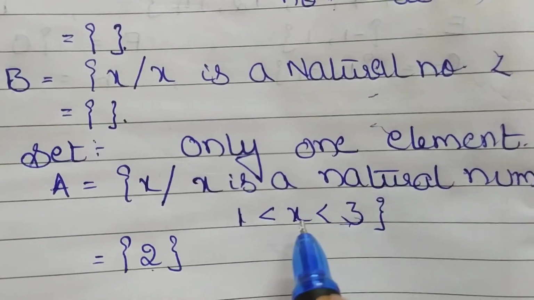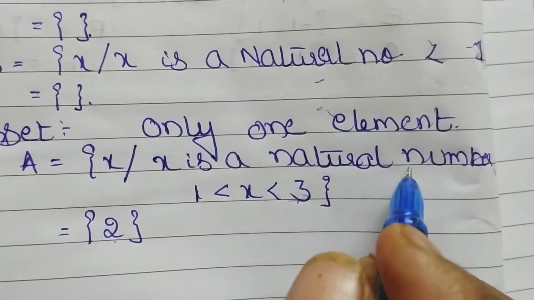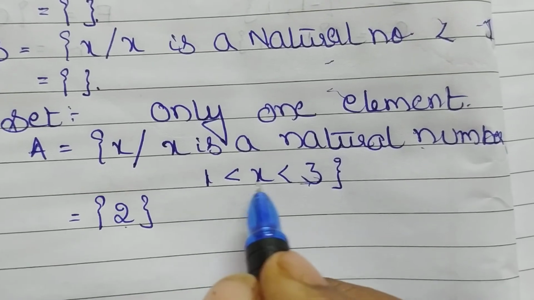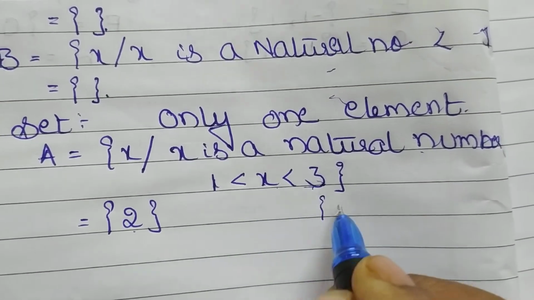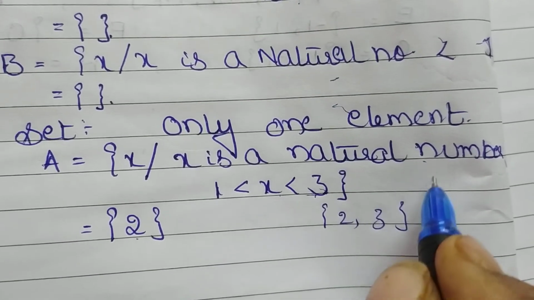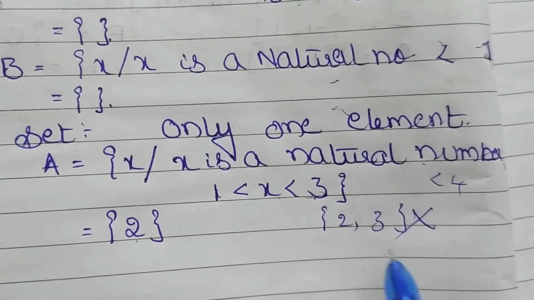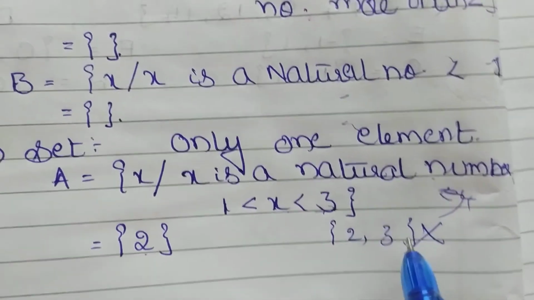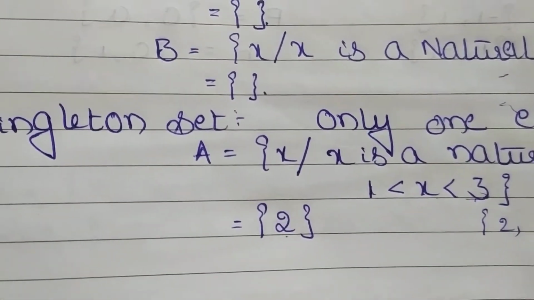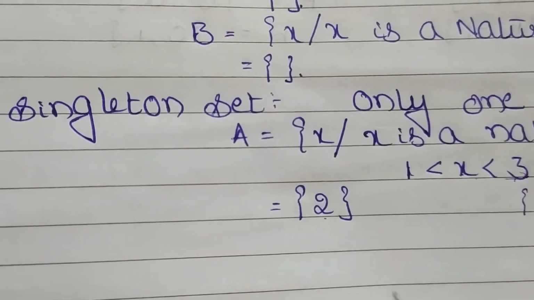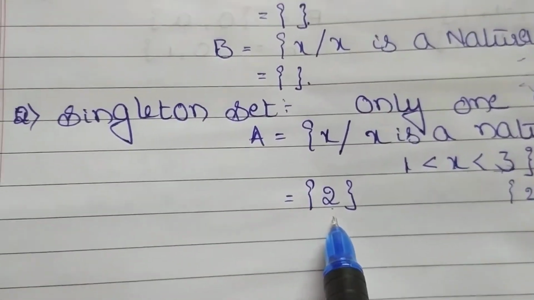Suppose I write x is a natural number such that 1 less than x less than 4. That means here in the set you will get 2, and 3 also will come, since it is less than 4. That means this is not a singleton set. So singleton set means what? Which contains only one element. So this is called a singleton set.